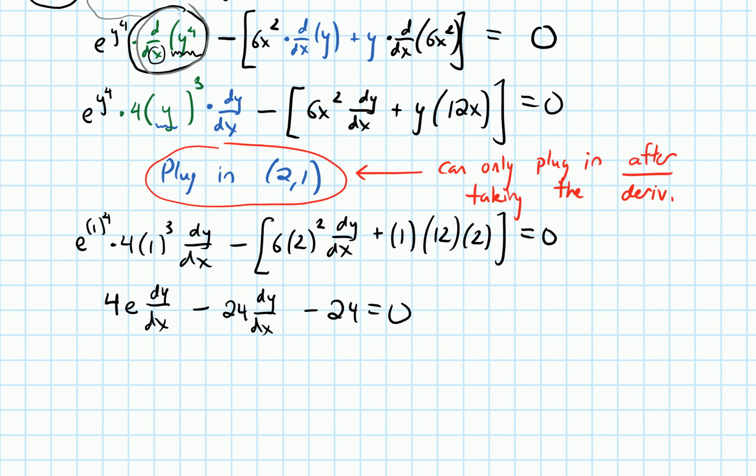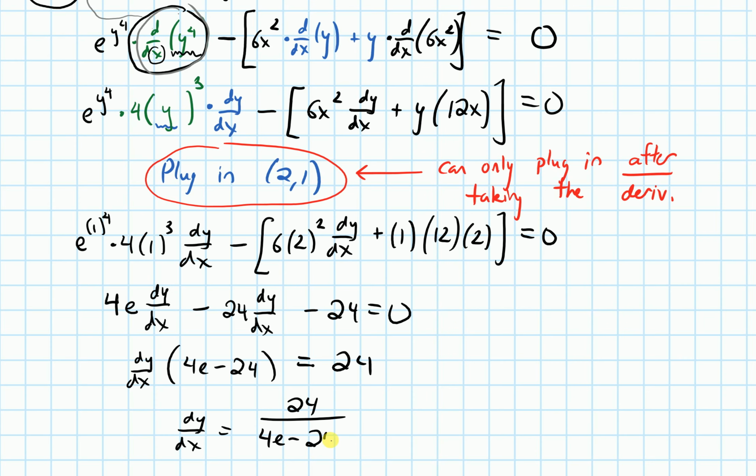All right, so now let's move the minus 24 over to the right and get all the dy dx terms on one side. If I factor out dy dx, we get dy dx times 4e minus 24. And now I'm one step away. dy dx equals, let's divide by the thing in parentheses. We get 24 over 4e minus 24.